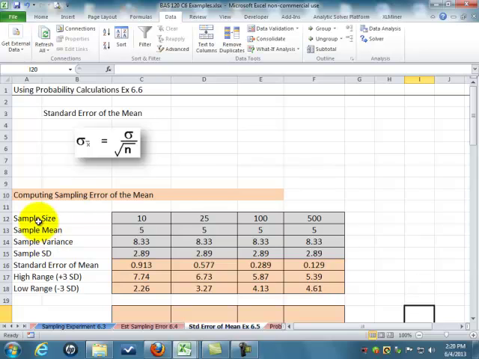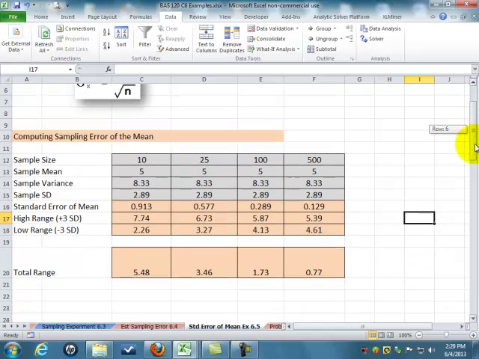We know the standard deviation of the population. So once again, we have our sample size, our sample mean was 5, our sample standard deviation, and there's our sampling error of the mean, which is just this equation right here. And you notice the same stuff going on. As our sample size increases, our standard error around the mean decreases, and our high and low range decreases also.